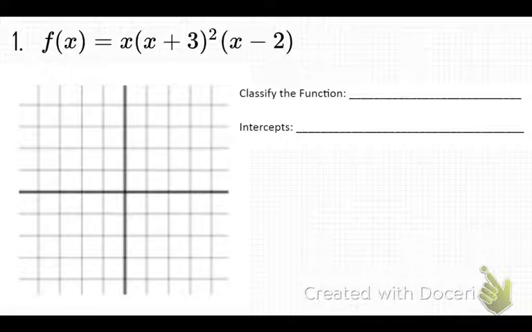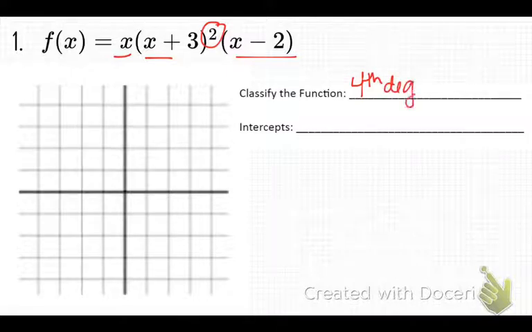So, number 1, I have f of x equals x times x plus 3 quantity squared times x minus 2. So how do I classify this? What degree is it? What name can I give it? It's a third degree? Why is it a fourth degree? Because I have that square. Good. So I do have 3 distinct zeros, but that square tells me I have a multiplicity, so it is a fourth degree.